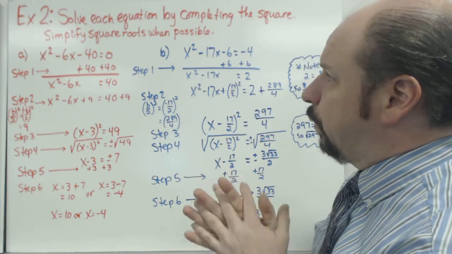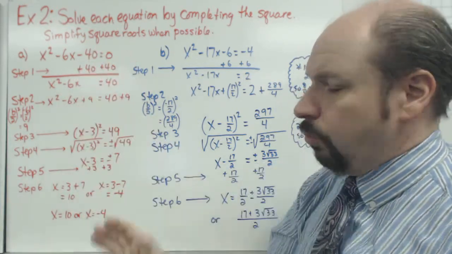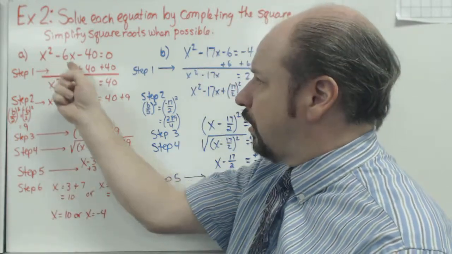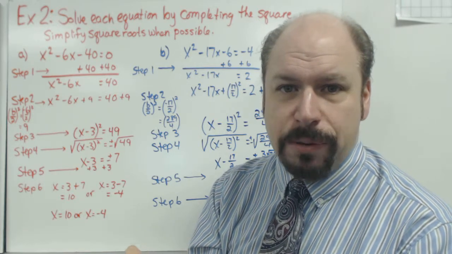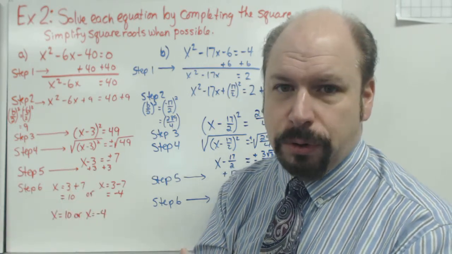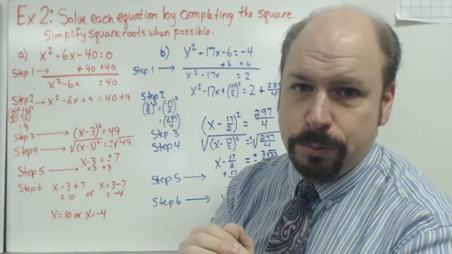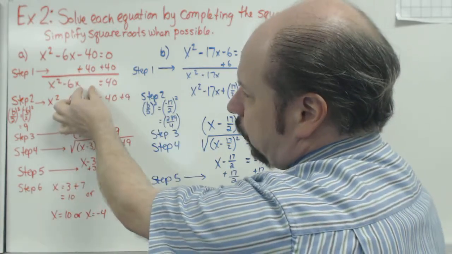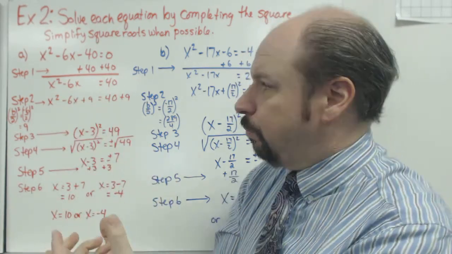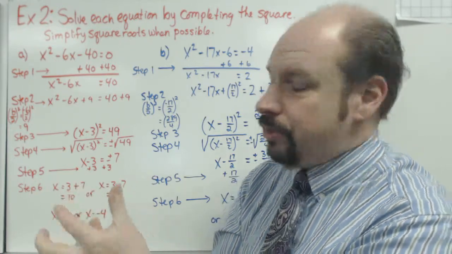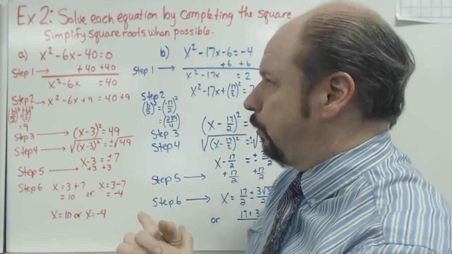Solve each equation by completing the square and simplify square roots when possible. So we're going to look at this one over on the right side here first. x squared minus 6x minus 40 equals 0. Remember that first step was add any constants over to the right side. So here, step 1, I have added 40 to both sides. When you do that, do leave a little bit of room here because remember, we're going to find that value that completes the square, and we're going to add it to both sides. So if you leave a little room here, you have that space in there to actually do that.